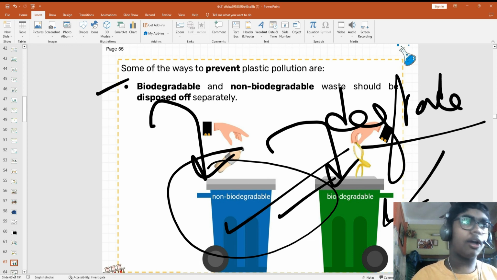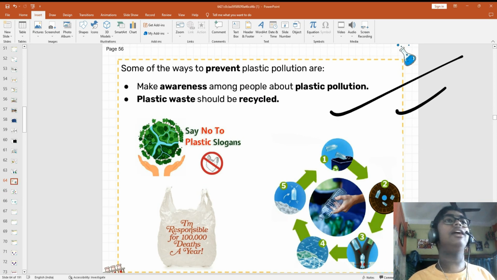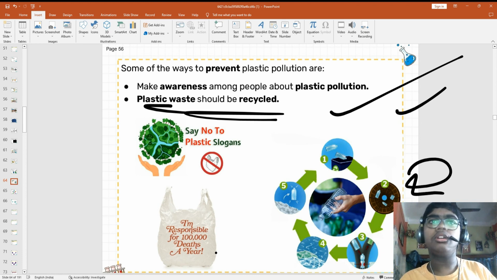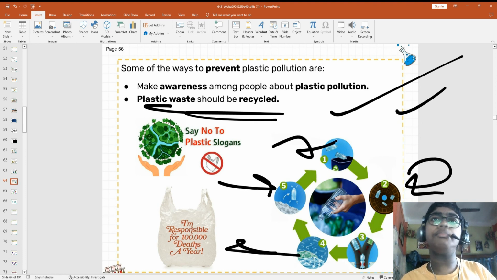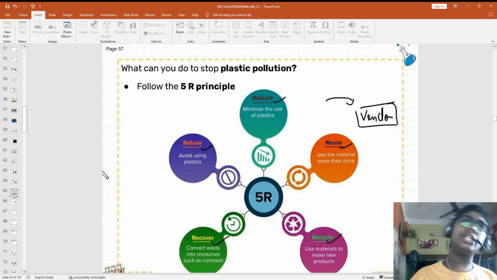That is our next point, that make awareness. And plastics should be recycled, means जो plastics once used, they can be made again using the chemical properties, chemical substances. So do recycle and follow the 5R principle. What 5R says?